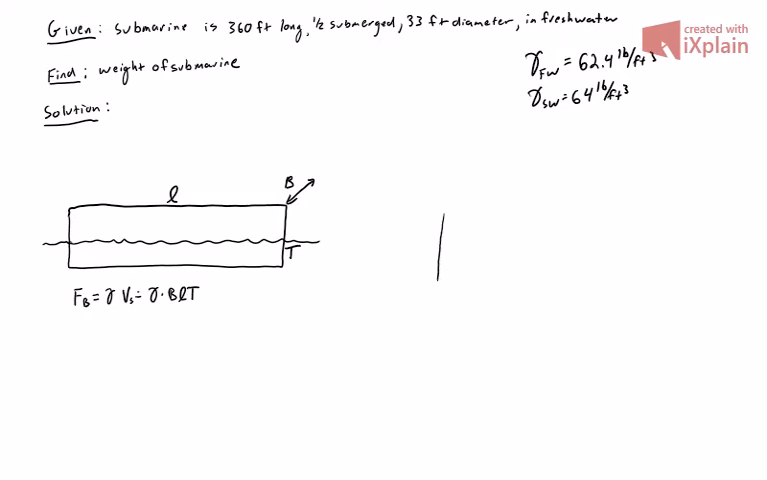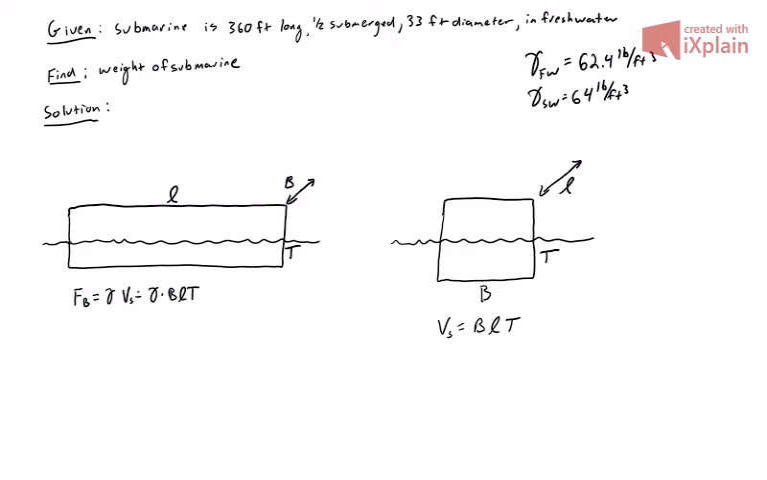If we take a front-on view, we have our water line, and we still have our draft going that way, but now the length of the ship is the into-the-page direction, and the beam is what we're looking at horizontally. So another way to think of that is that the volume displaced is still beam times length times draft.